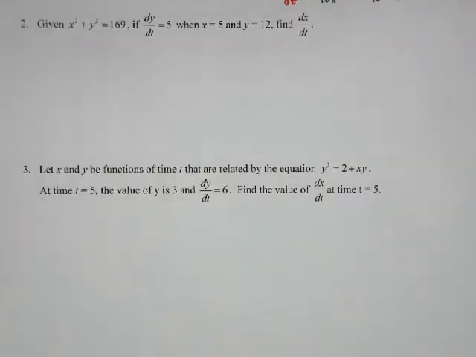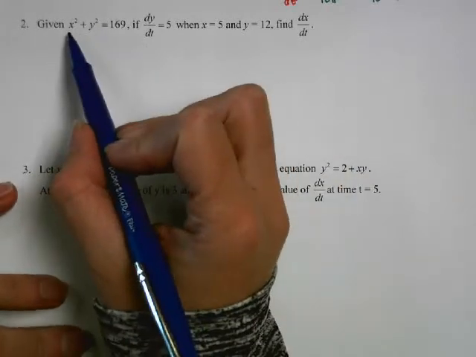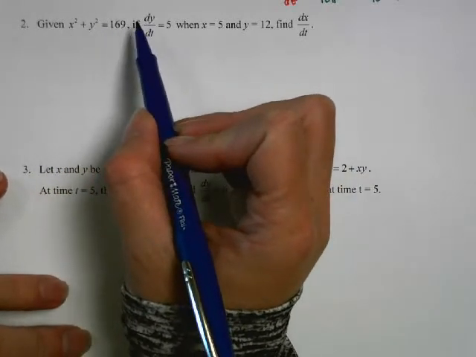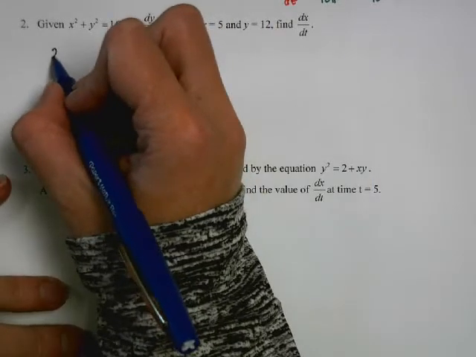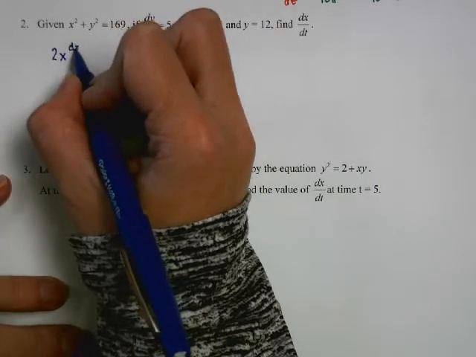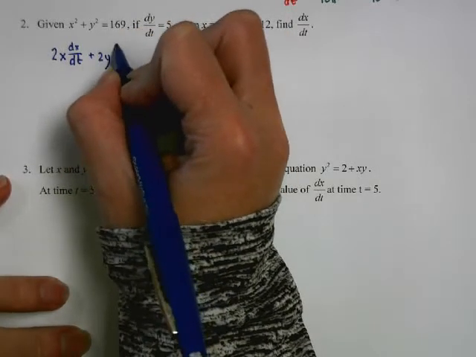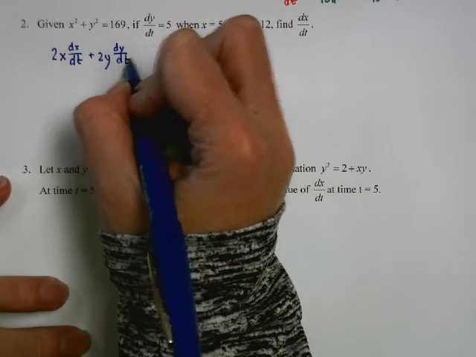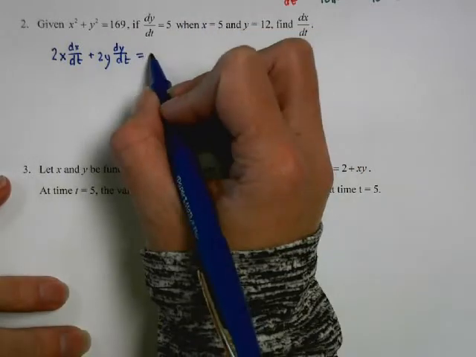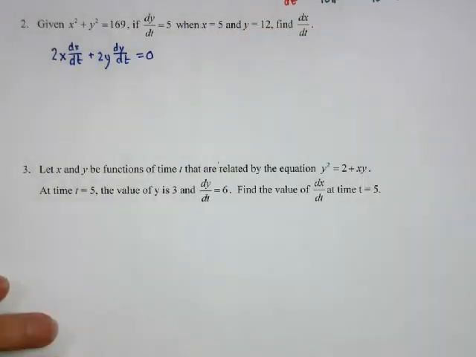Next one: given x squared plus y squared equals 169, if dy/dt equals 5, when x equals 5 and y equals 12, find dx/dt. So we're going to take the derivative of this with respect to time. So that's going to be 2x dx/dt plus 2y dy/dt equals the derivative of a constant, which is just 0.